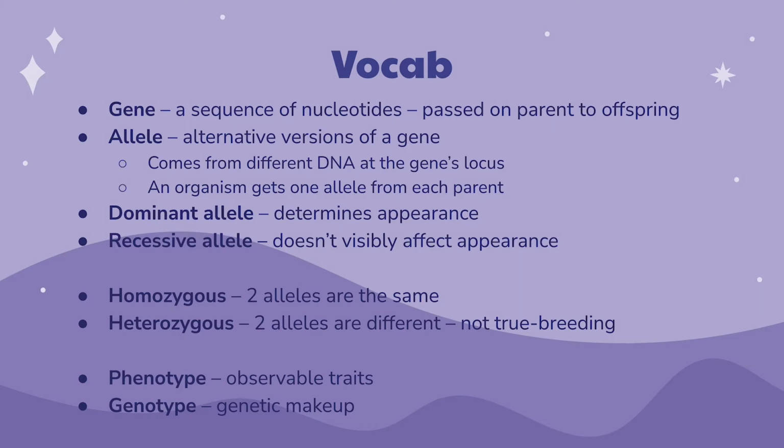Generally in Mendelian genetics, an organism gets one allele from each parent for each gene. Now, a dominant allele is the one that determines the appearance, whereas a recessive allele doesn't visibly affect the appearance. This will be important later. Homozygous is when the two alleles you receive are the same, and heterozygous is when the two alleles are different. Heterozygous plants or organisms can't be true breeding. A phenotype is the observable traits of an organism, whereas the genotype is the genetic makeup, so the alleles.